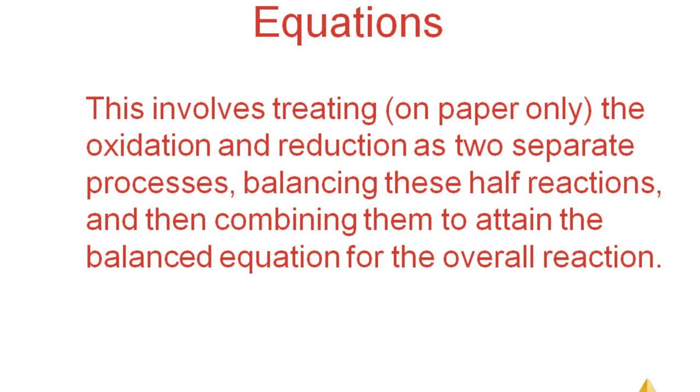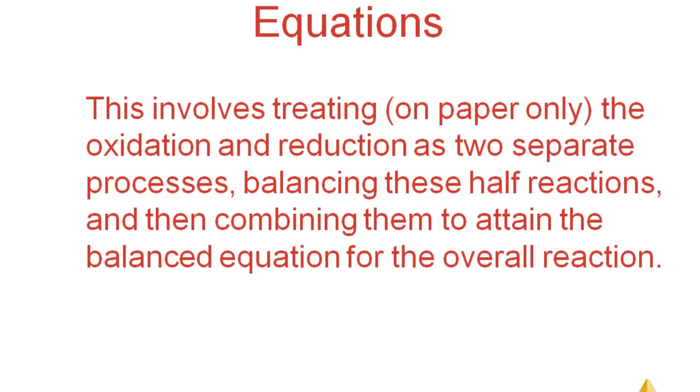So what do we mean by half reaction method? This involves treating, on paper only, the oxidation and reduction as two separate processes. Of course, you know that in the real world, in the chemical reaction, there is no separate process, right? They occur at the same time, oxidation and reduction. But for the ease of keeping track of these things, we are going to treat on paper the oxidation as a separate reaction and reduction as a separate reaction. And then we will balance each of them. And at the end, we will add them together to make the overall reaction. So that is what is called the half reaction method.